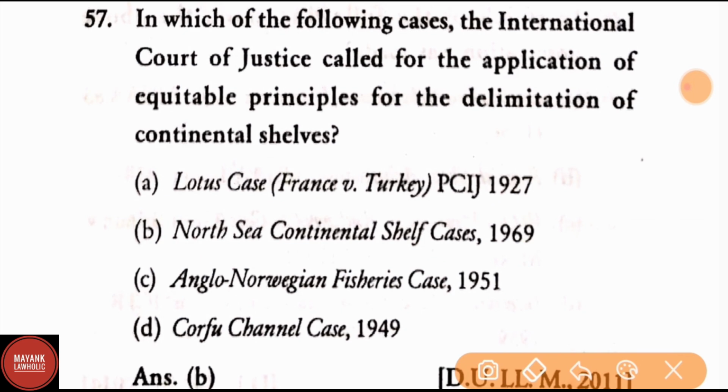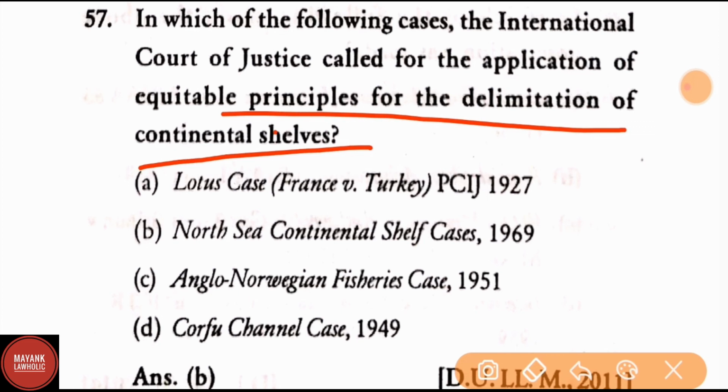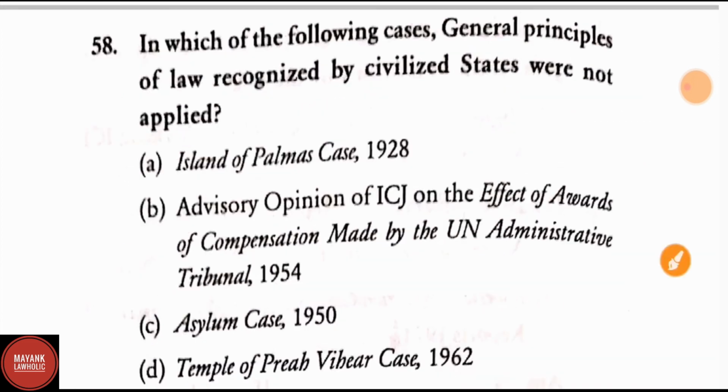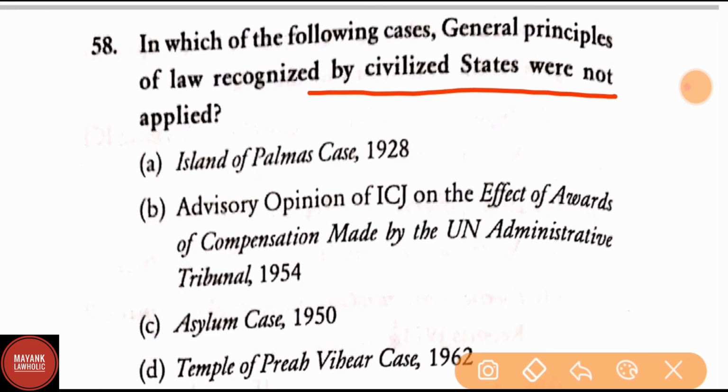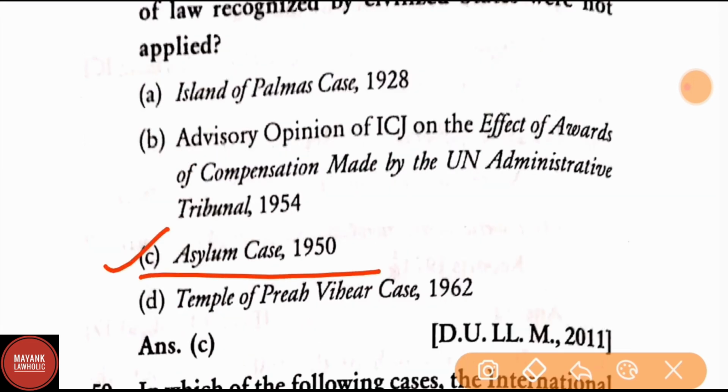Question number 57. In which of the following cases the International Court of Justice called for the application of equitable principles for the delimitation of continental shelves? This was held in North Sea Continental Shelf case 1969. Question number 58. In which of the following cases general principles of law recognized by civilized states were not applied? The answer is Asylum case 1950.